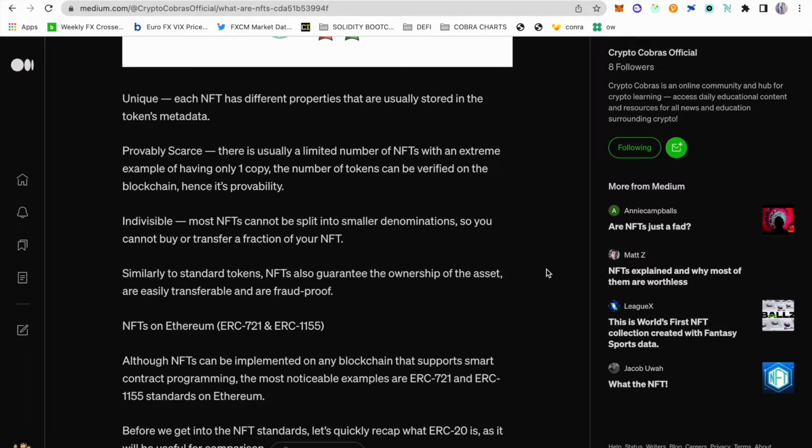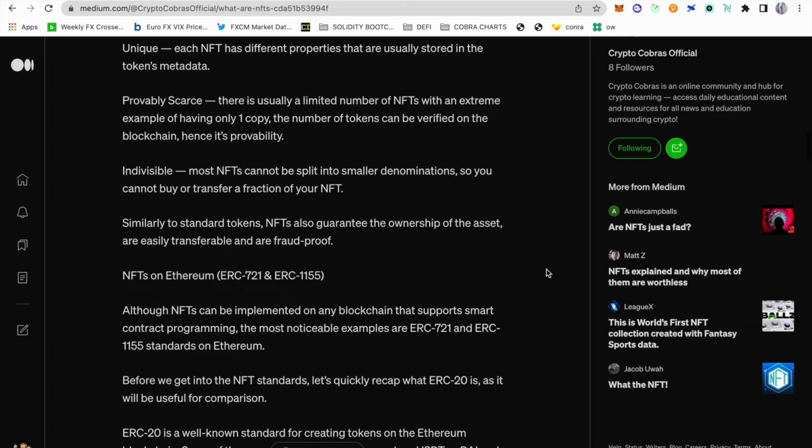Indivisible, right? Most NFTs cannot be split into smaller denominations, so you cannot buy or transfer a fraction of your NFTs. Similarly to standard tokens, NFTs also guarantee the ownership of the asset, are easily transferable, and are fraud proof.